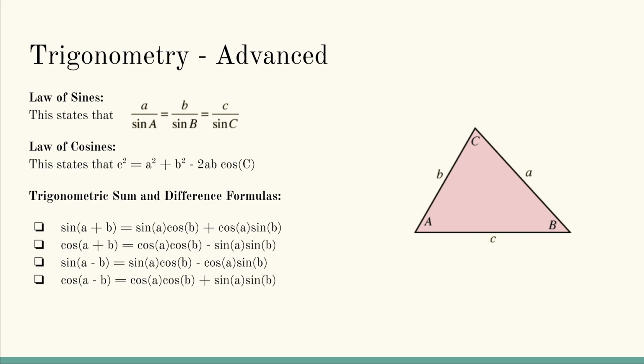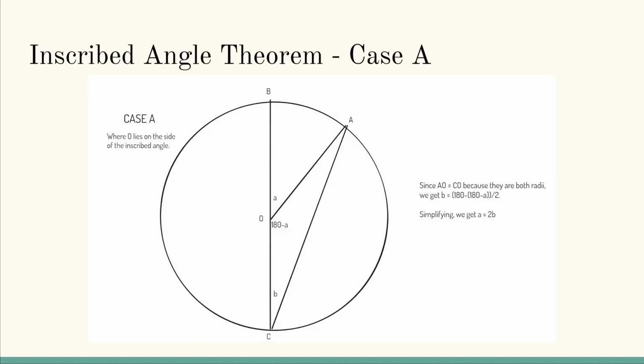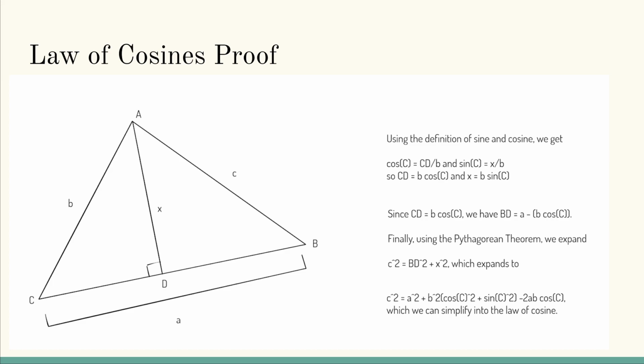We also have law of cosines, which states that c squared equals a squared plus b squared minus 2ab times cosine of angle C. And we can also prove this. We use the definitions of both sine and cosine after drawing the altitude AD and apply it to angle C to get CD equals b times cosine of angle C and x equals b times sine of angle C.